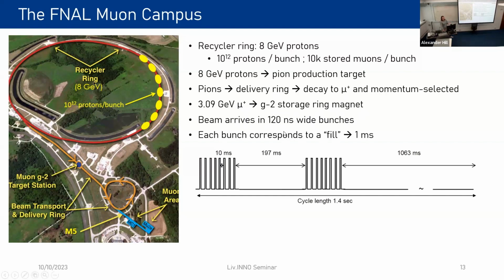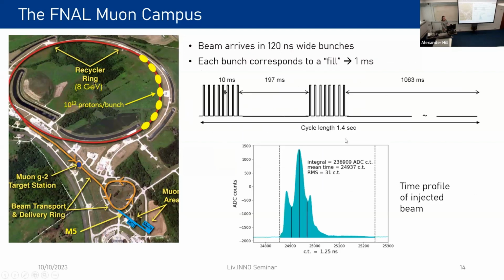The beam arrives in 120 nanosecond wide bunches, and all of the muons in the experiment are at this 3.09 GeV value, over a small spread. So this is what the bunches look like that are injected into the experiment. And here's a plot showing the time distribution of the injected muons. Ideally, you'd inject all your muons at the same time, but in practice, if you know anything about accelerator physics, it's very difficult to do that. So there's some time spread of the injected beam as well, but we try and keep it less than 120 nanoseconds.